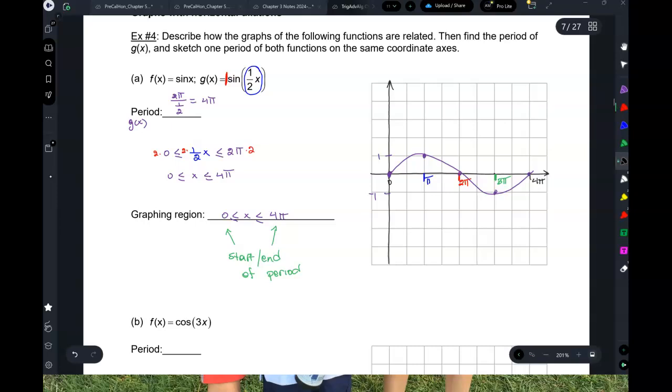So the way it looks, if we had graphed sine x, it would have started and ended at 2 pi. So it would have looked like this. This is f of x, right? This is how sine x looks. And then look at sine of half x. Look, it takes twice as long to complete, okay?